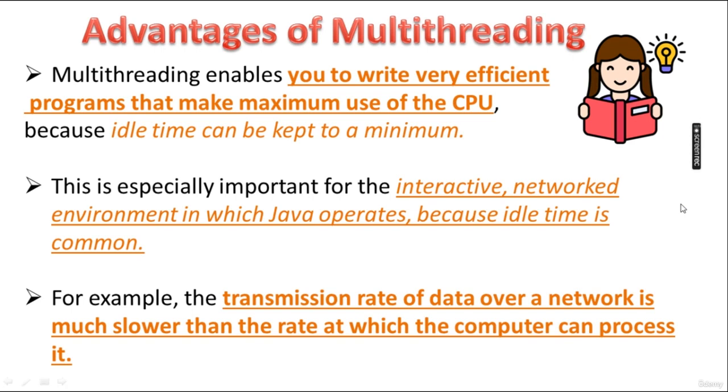Advantages of multithreading. Multithreading enables you to write very efficient programs that make maximum use of the CPU because idle time can be kept to a minimum. A very efficient program means the same program or process is divided into multiple parts, and those parts make maximum use of the CPU because idle time is kept to a minimum.